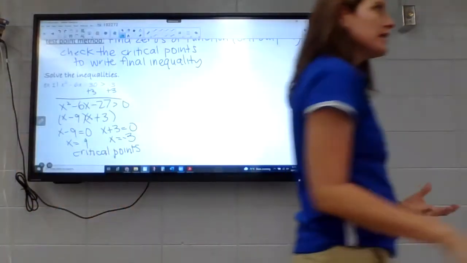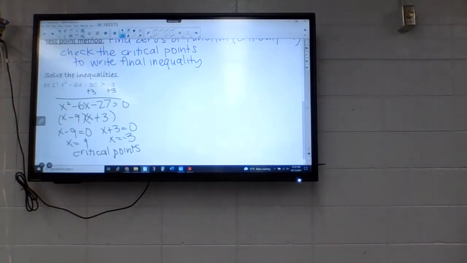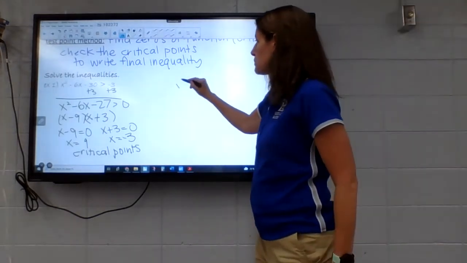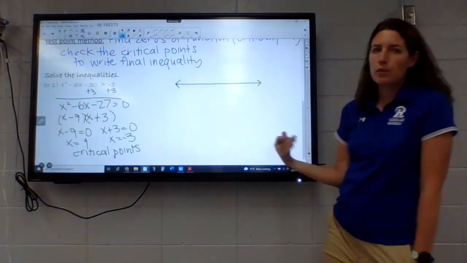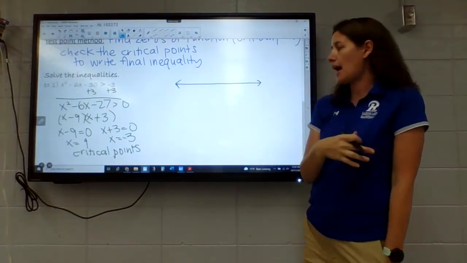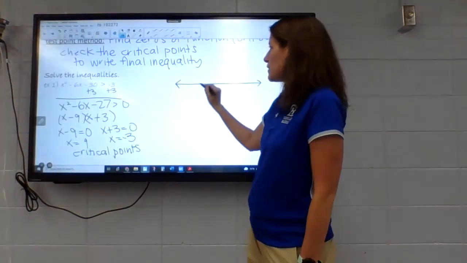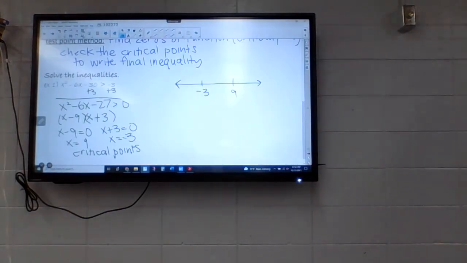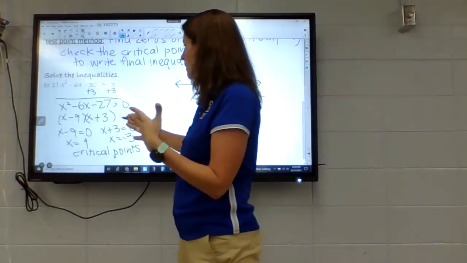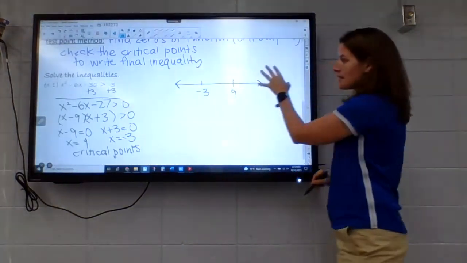So it's not as obvious as just saying x is greater than 9 and x is greater than negative 3. That's not going to be the answer. So what we're going to do is put this on a number line. My critical points are what's going to go on the number line. They're going to decide where I test. So negative 3 is smaller than 9, so I'm going to put it over here. And I'm going to test these, the test point method. I'm going to use these as my 3 dividing lines, and I'm going to see if this works or doesn't work. I want it to be greater than 0 when I test these different points.